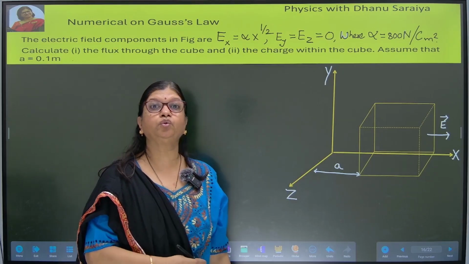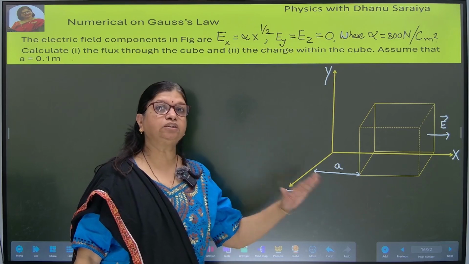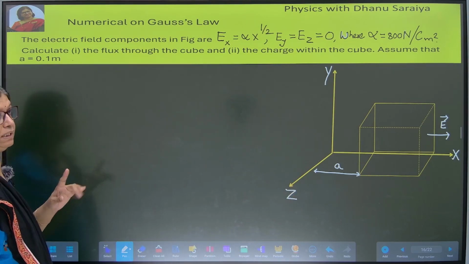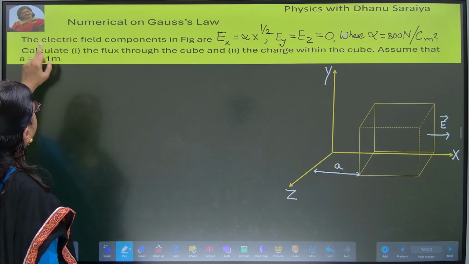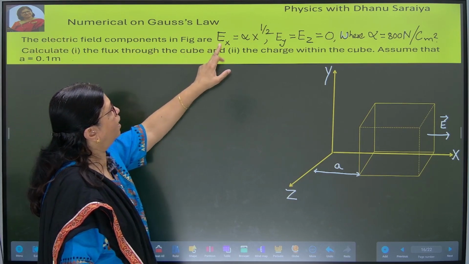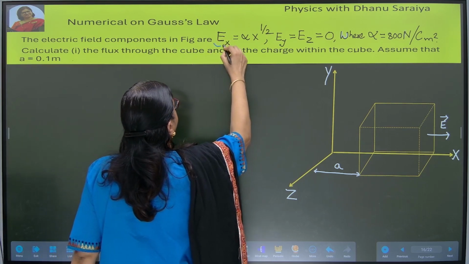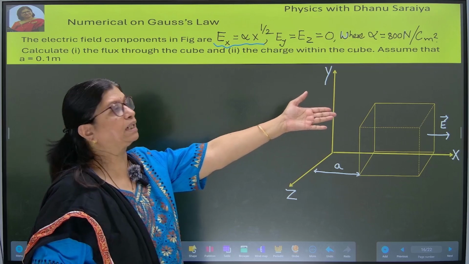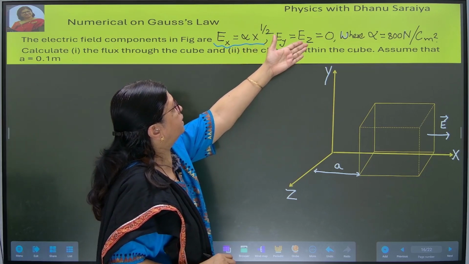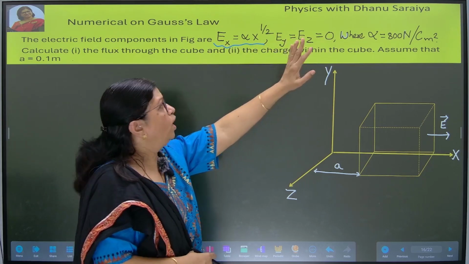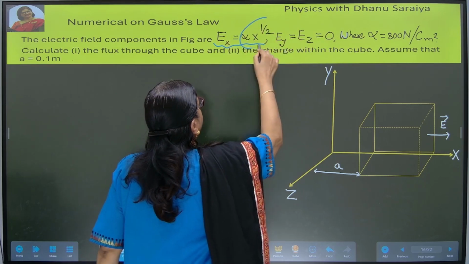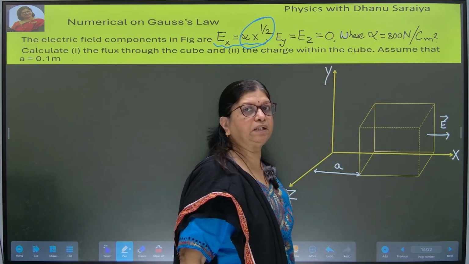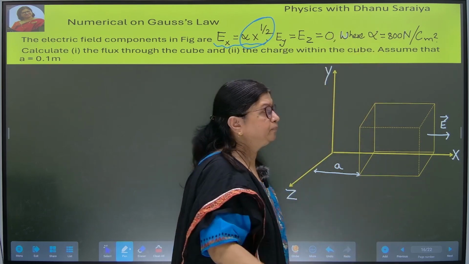Place the cube on the axis. Such numericals can also come in all the inferences. Okay. So now let us see that kind of numerical. The electric field components in the figure are given to you. It is given as E with subscript X. It means the electric field is only along the X-axis. Along the Y-axis and Z-axis, it is given that the electric field is 0. And one particular constant is given, whose value alpha is 800 newton per coulomb per centimeter square. At present, don't worry about the value of alpha.